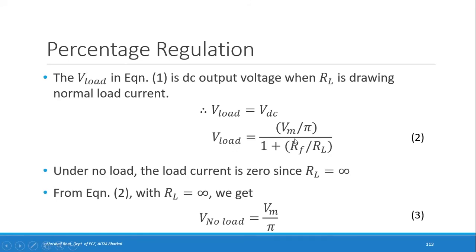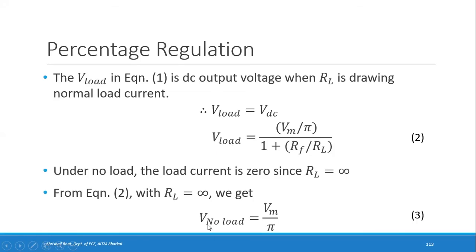If you substitute that resistance is infinite here, RL is equal to infinity here. So anything divided by infinity is zero. If you substitute RL is infinite here, anything divided by infinity will give you 0. So 1 plus 0 is 1. So what happens if you consider RL is infinite, then this will change to voltage when there is no load.